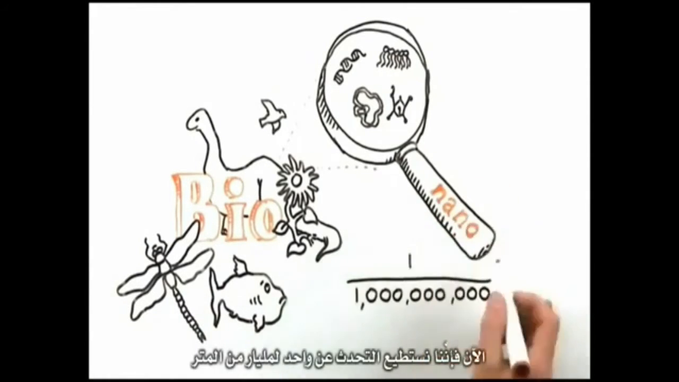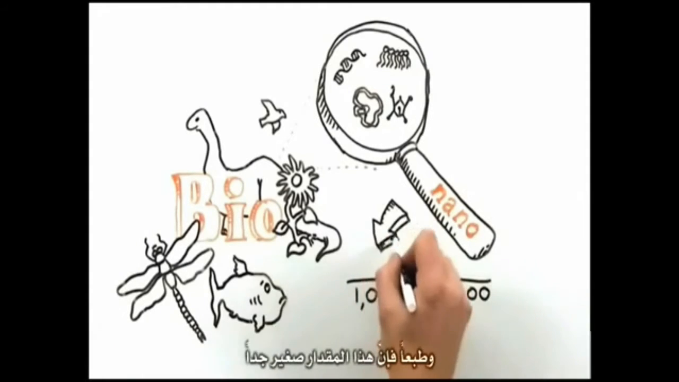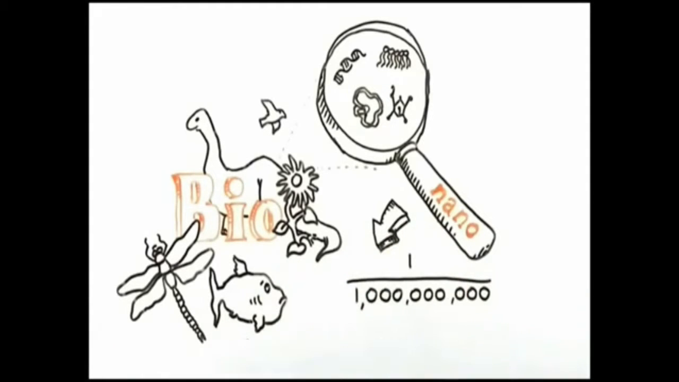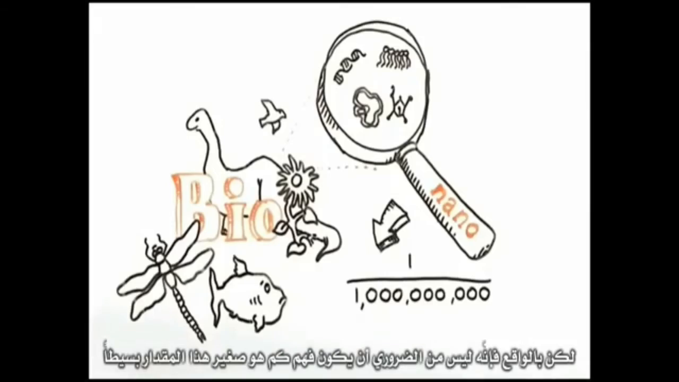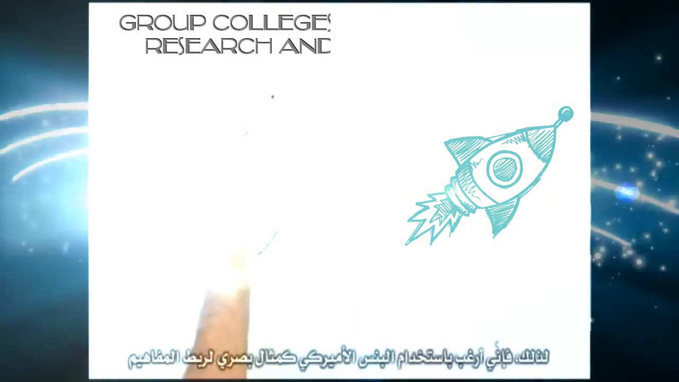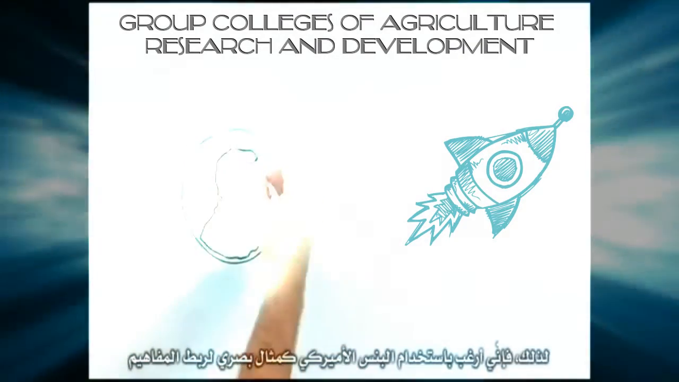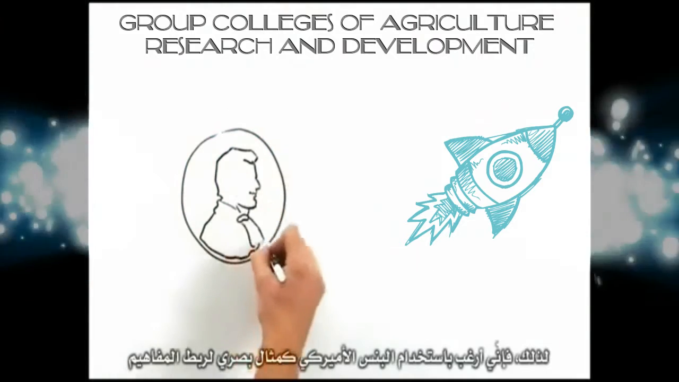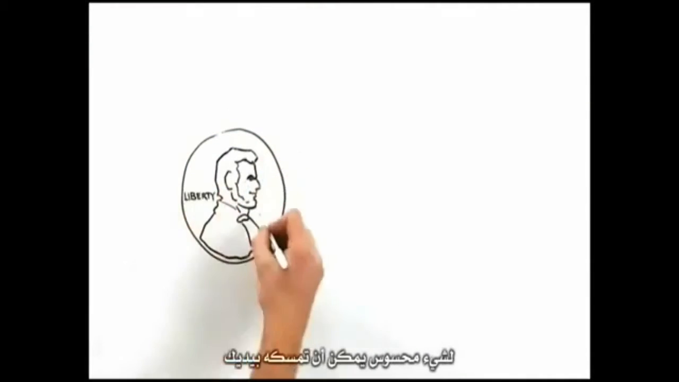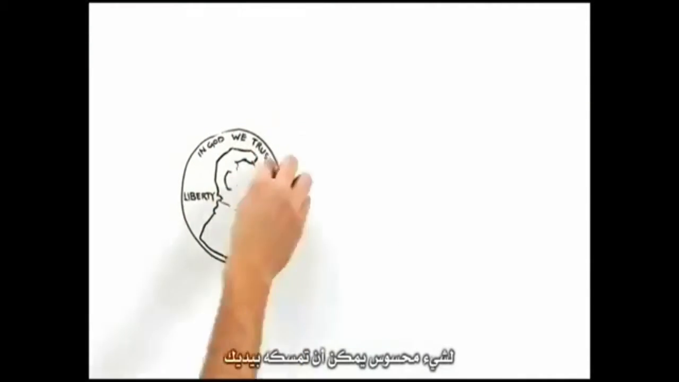Now, you can talk about 1/1000th of a meter, and of course that sounds like a really small distance, but it's not necessarily easy to understand how small that really is. So I like to use a US penny as a visual aid to connect the concept of a nanometer to something tangible that you can actually hold in your hands.